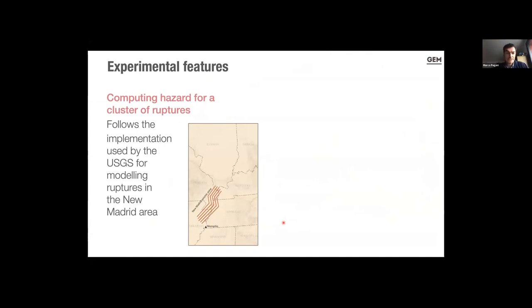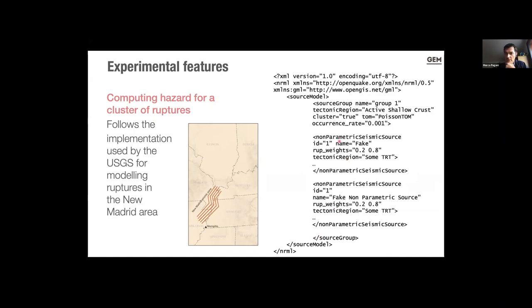So from 2019, we started again to add some features, and now I'm giving you an idea of what's inside, and maybe not very well explained at the moment in the documentation. For example, something that we added in 2019 is the possibility of computing hazard using clusters of ruptures. The implementation that we have follows closely what is used by the USGS for modeling hazard in the New Madrid area. With this feature, you can define in your source model a source group, as you can see here. You can label this source group as a cluster, and you can assign a temporal occurrence model, an occurrence rate in this case, in order to define the frequency of occurrence of this cluster of events.